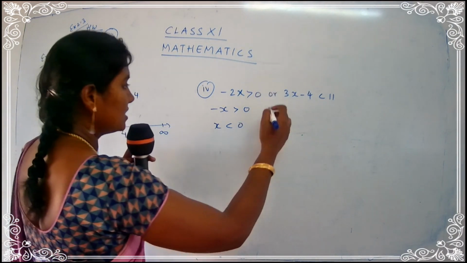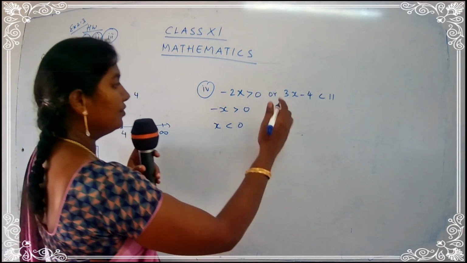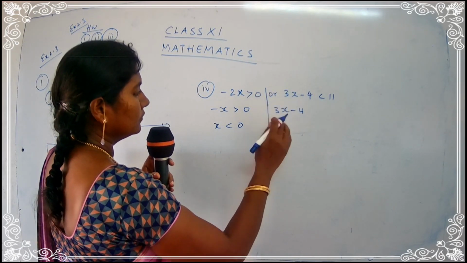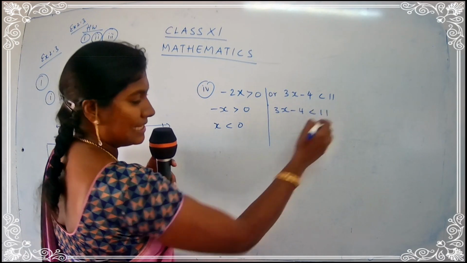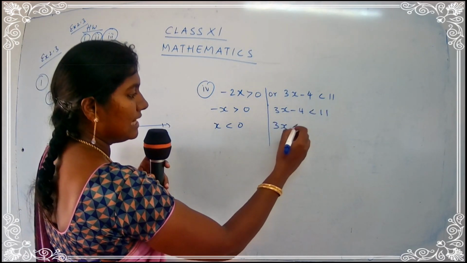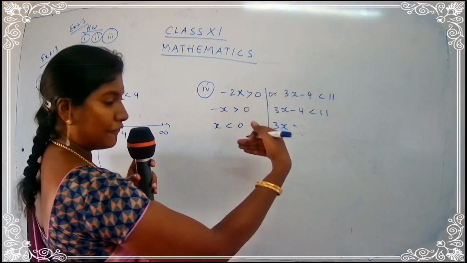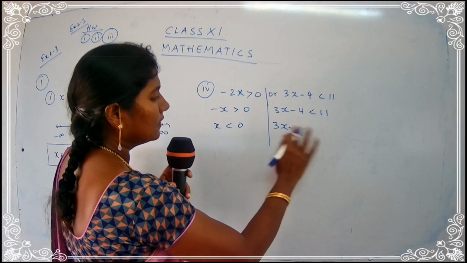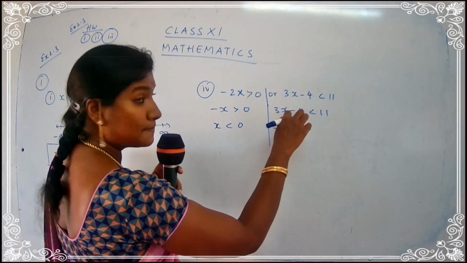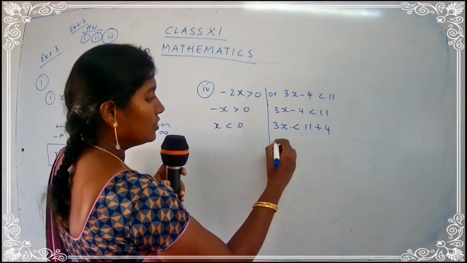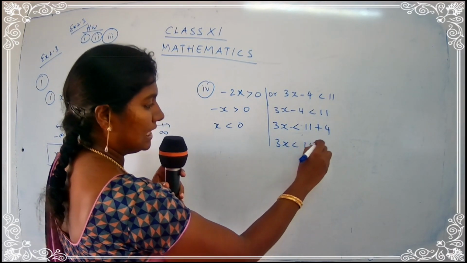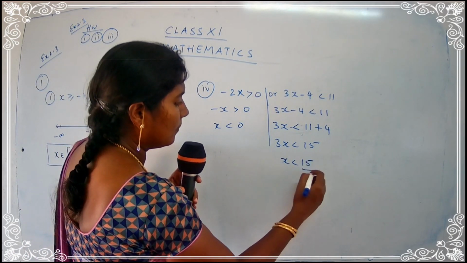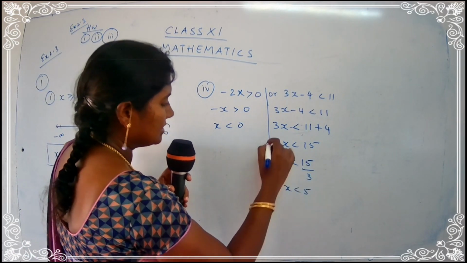Coming to the second case. Okay, just draw a line over here. So 3x minus 4 is less than 11. So 3x less than 11, this is minus 4, so it becomes plus 4. So 3x less than 15. So x is less than 15 upon 3. So x is less than 5.